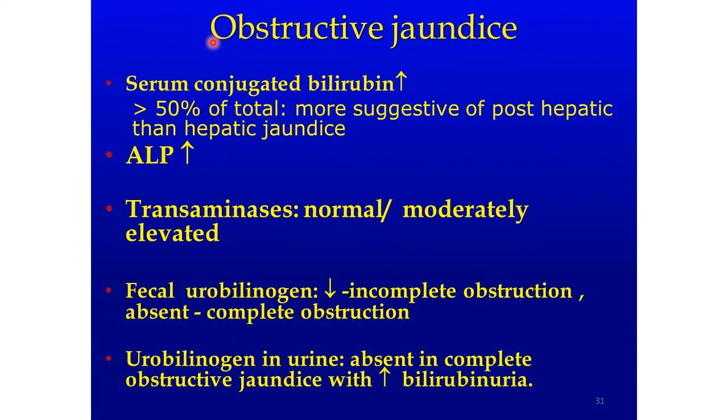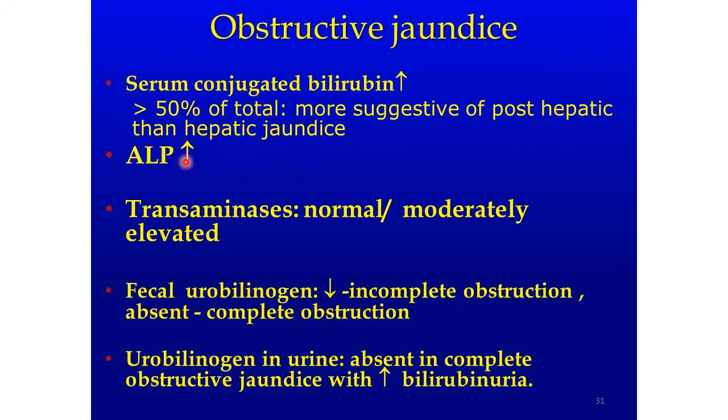The blood investigation in obstructive jaundice is basically liver function tests. Serum conjugated bilirubin is markedly elevated in obstructive jaundice. In fact, the direct bilirubin is usually more than 50% of the total bilirubin, and this suggests post-hepatic rather than a hepatic obstruction.